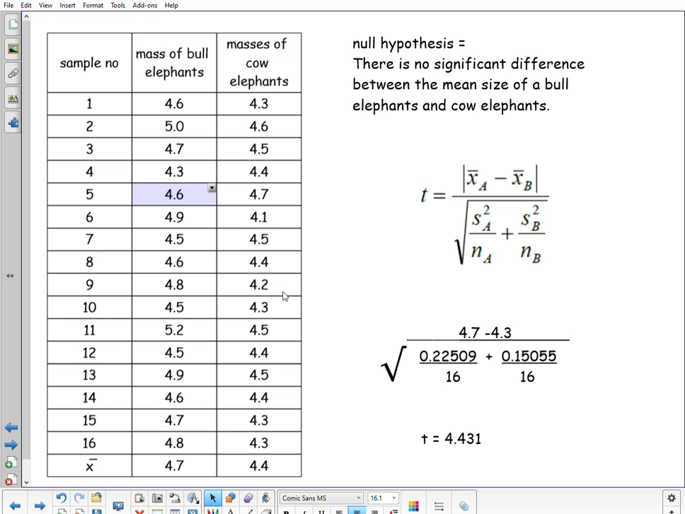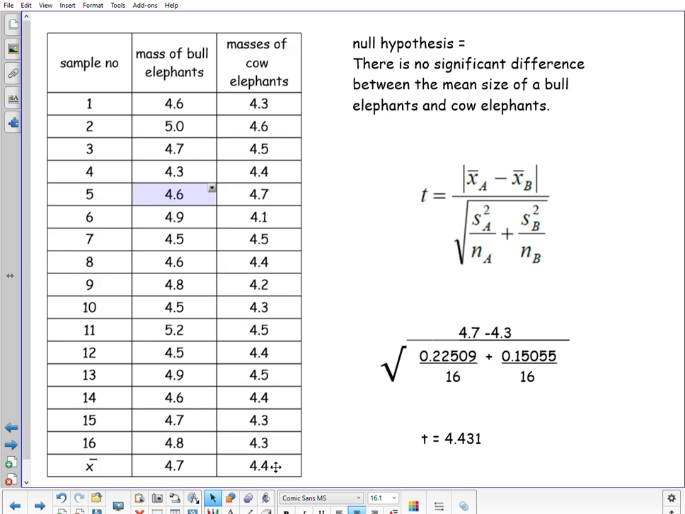Right. Okay. So we're looking at the mass of elephants. So we've got the mass of bull elephants and the mass of cow elephants in tons. On average, this particular sample of 16 bull elephants weighed 4.7 tons. Cows, 4.4 tons. Is that significant? Our null hypothesis will be there is no significant difference between the mean size of bull elephants and cow elephants. These differences are just purely down to chance.